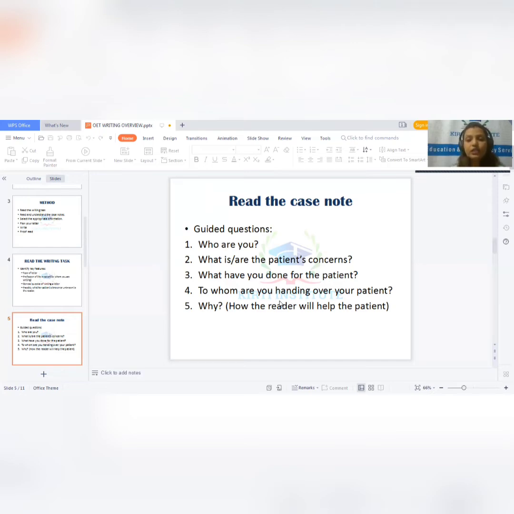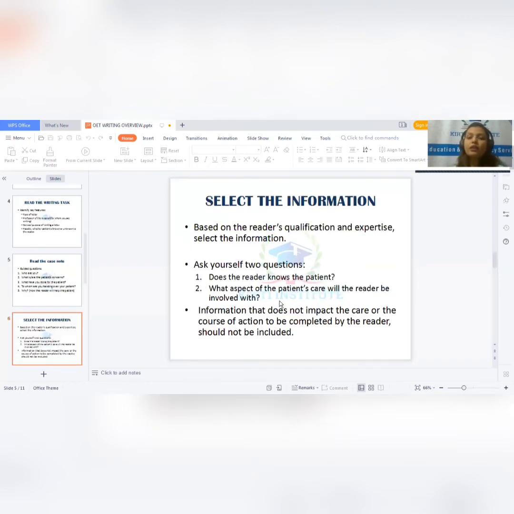Okay, let's see the next. So for the initial 5 minutes, you are only going to read the writing task and the case note. You will not be allowed to hold a pen or pencil in your hand. That means you cannot begin to select from the case note. So you start reading the writing task, read the case notes, and understand them as deeply as you can. Then at the end of 5 minutes, you may start selecting the information. Whatever understanding you have gained within those 5 minutes, based on that, you may now start selecting the information.